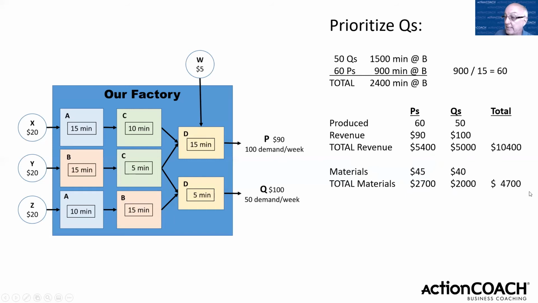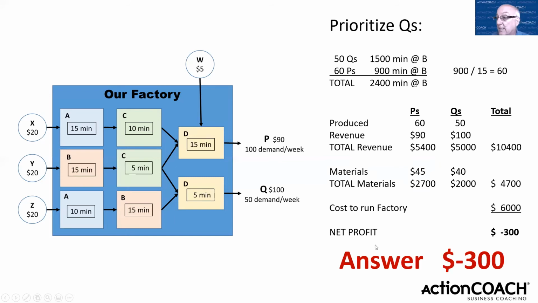The material cost extended is $4,700. The cost to run the factory is $6,000. Our net profit is negative $300. So prioritizing Q's, our factory loses money. This is the second most common answer. If you didn't bother to figure out that there was a constraint, you ended up with $1,500.